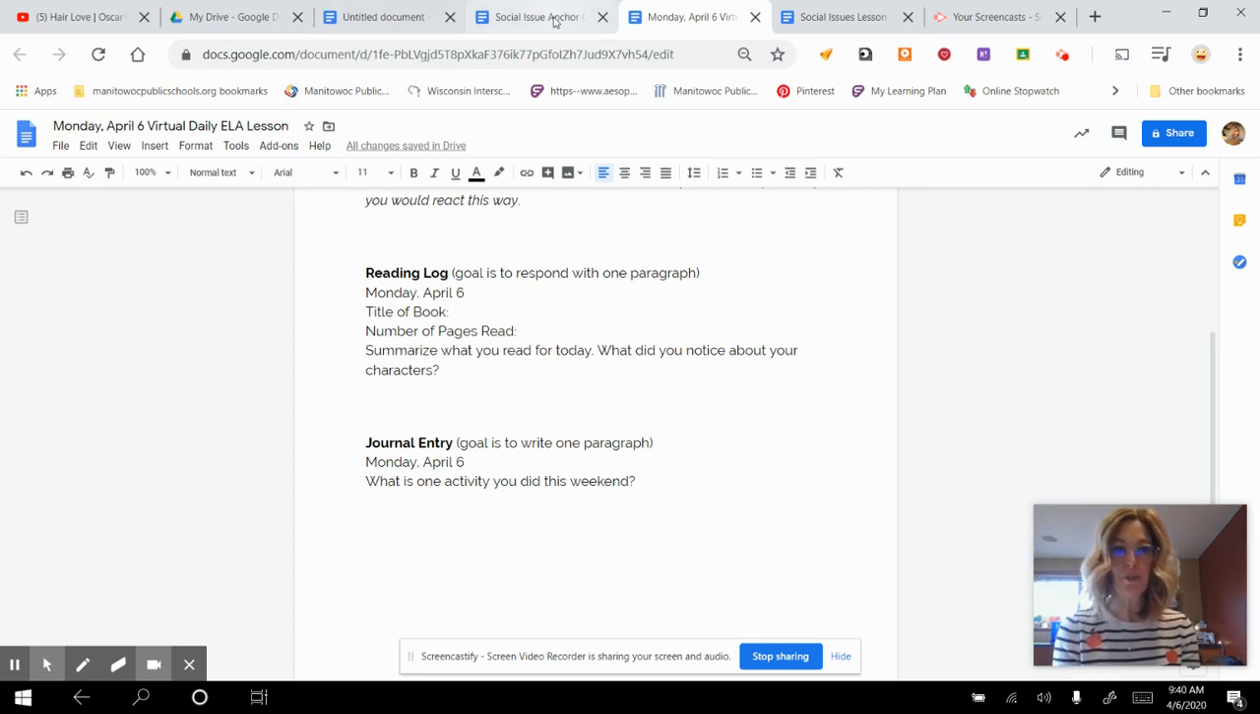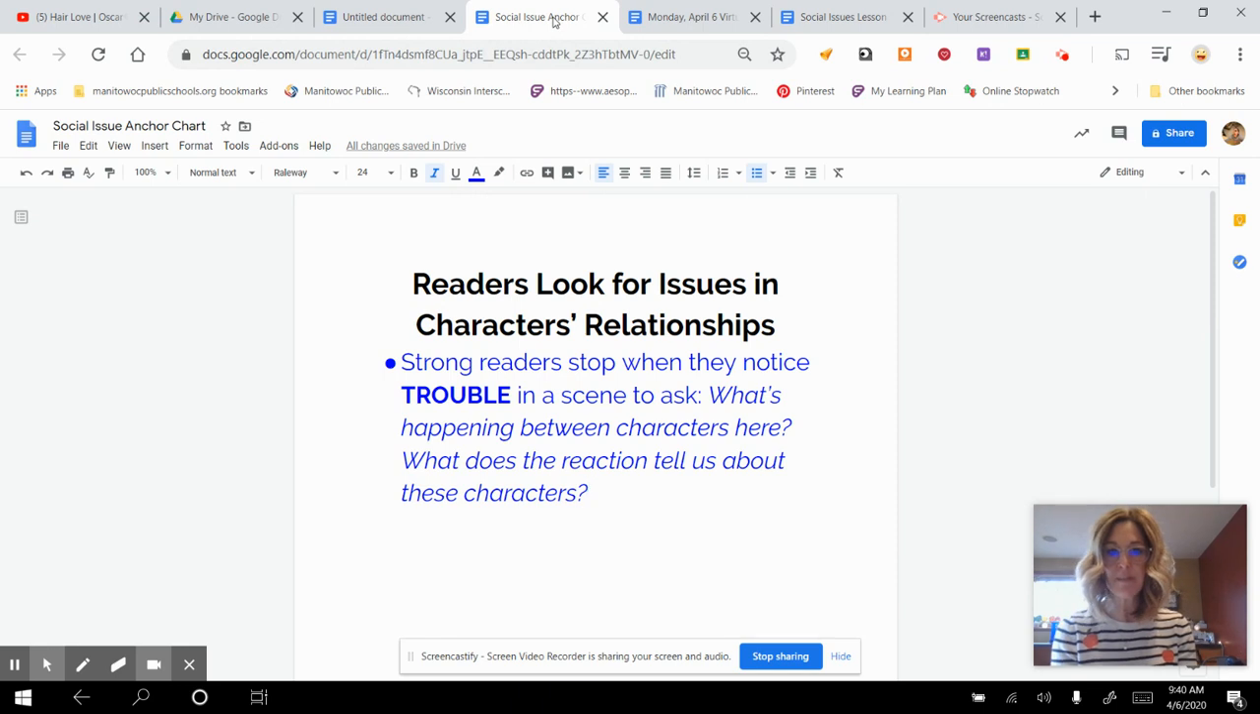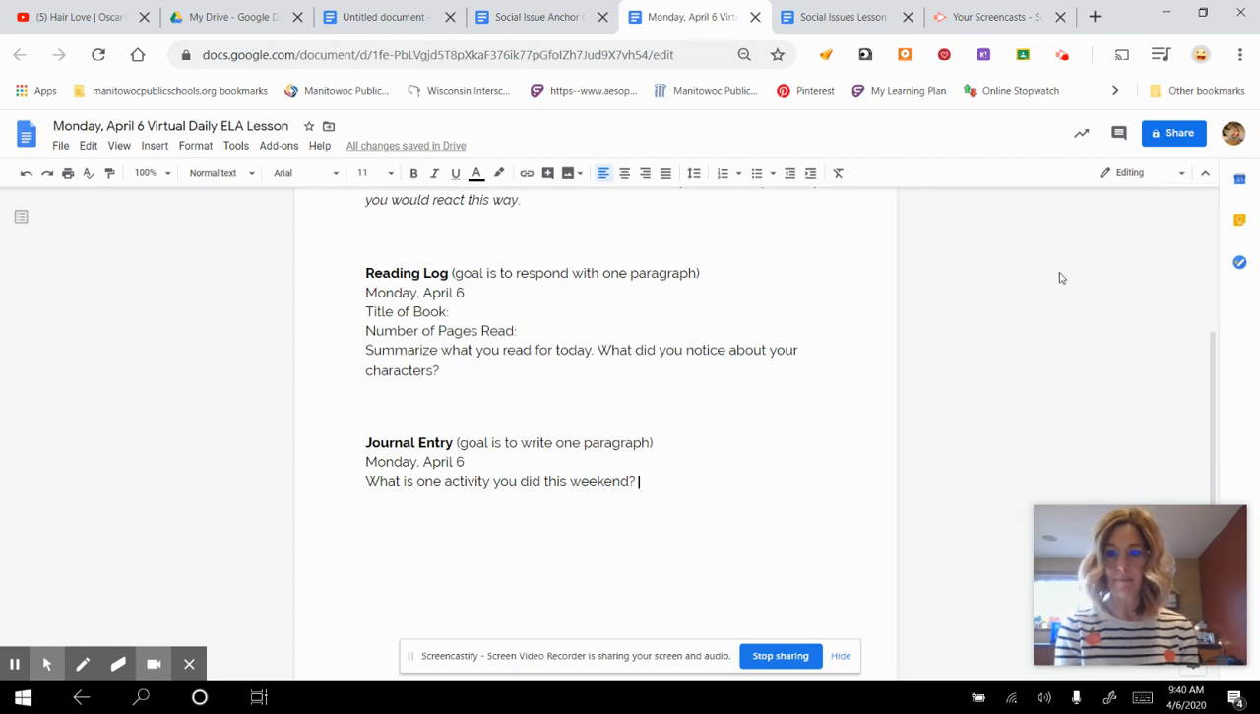But just to remember today, what you're doing is you're looking for places in your book where there's a little bit of trouble, a little bit of tension, what's happening between the characters here, and what does the reaction tell us about these characters. And that's what you're looking for in your own reading today.